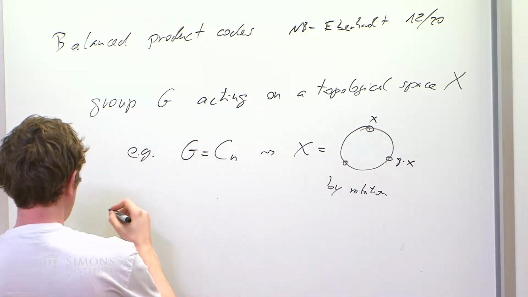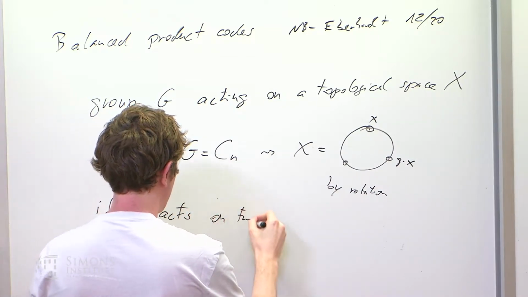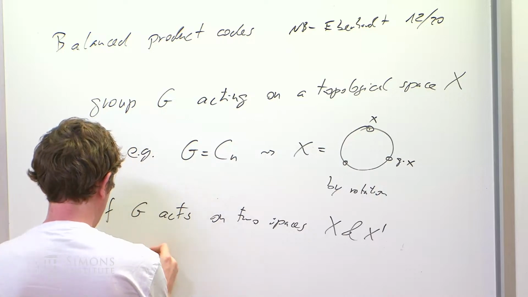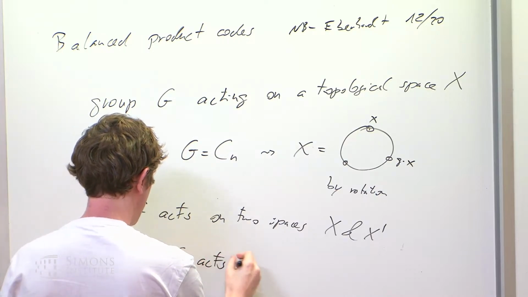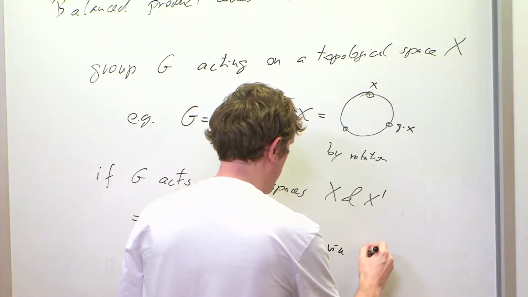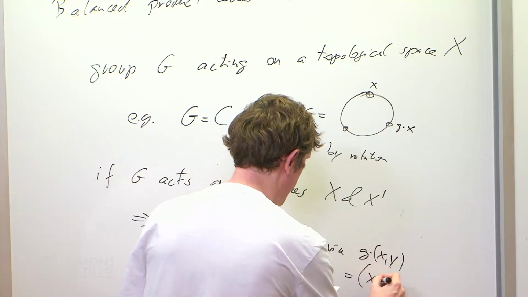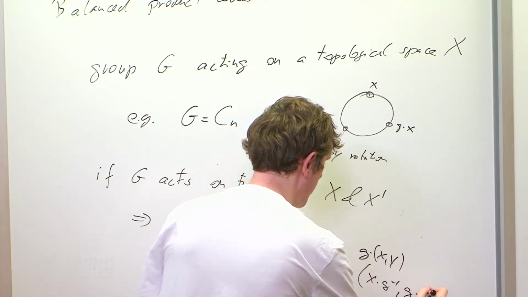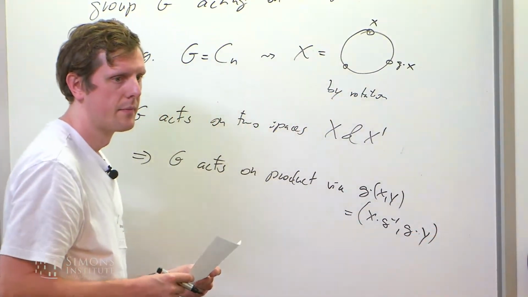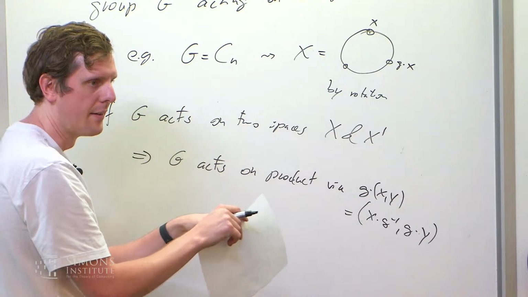Now let's say we have one group acting on two spaces, X and X prime. Then there's a natural action of G on the product. Namely, if I have two points, x and y, then I can define the action to be x times g inverse, and then g times y. And maybe intuitively you can already see that this does some kind of weird twisting in the manifold.